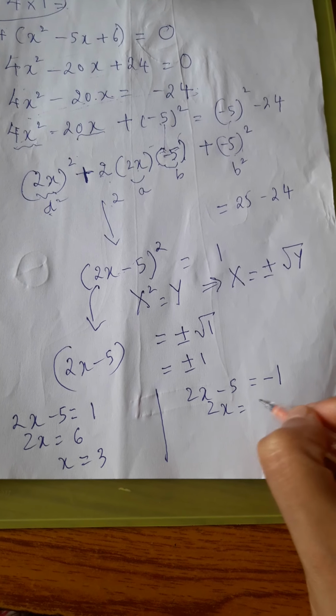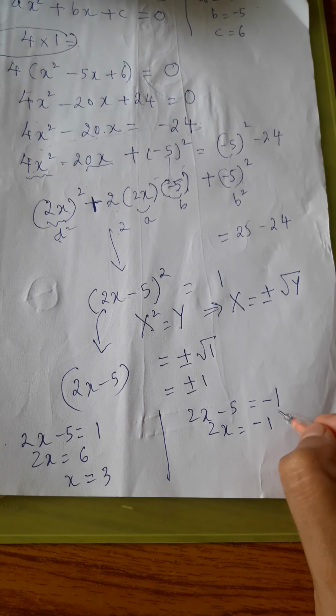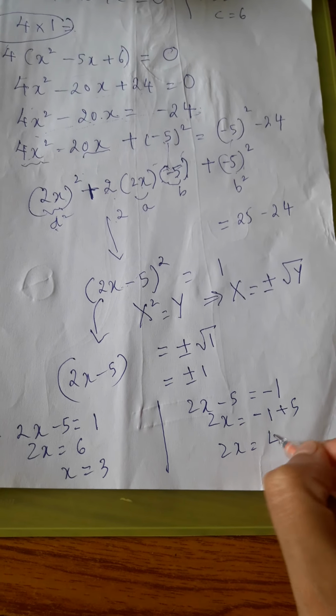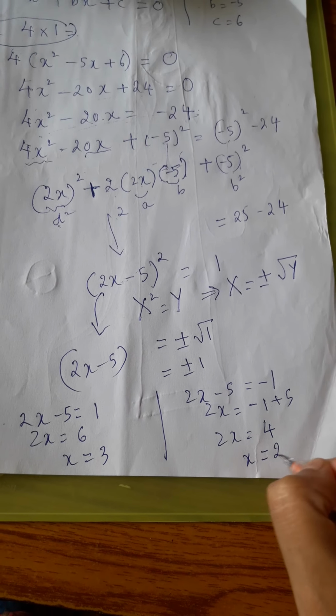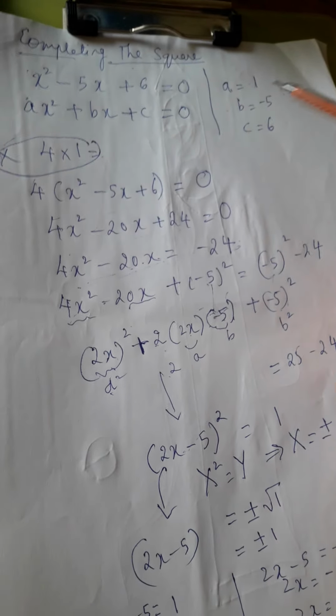And likewise, I have minus 1, and 5 goes there as plus 5. So 2x is equal to 4. Hence x is 4 divided by 2, which is 2. See, I got 3 and 2. If you were to use any other method, if you were to use factorization or the quadratic formula method, you will get the same answers.